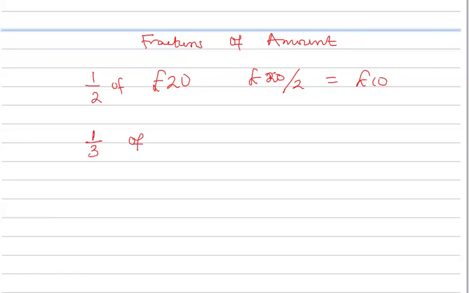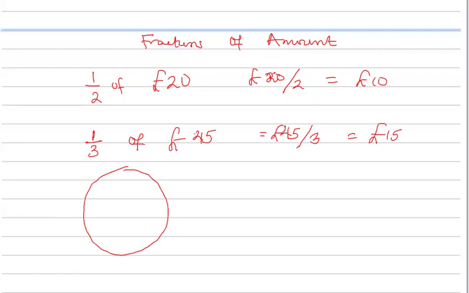If you are asked to find a third of £45, that's going to be £45 divided by three, which gives you £15.